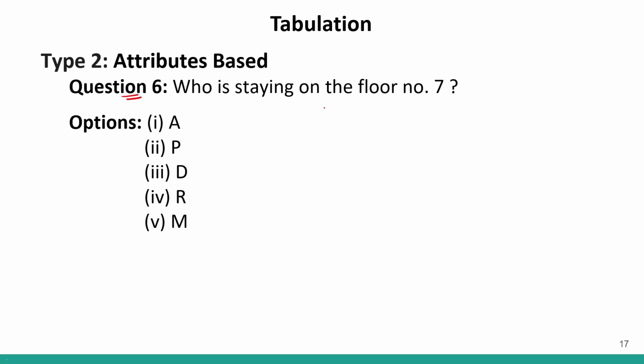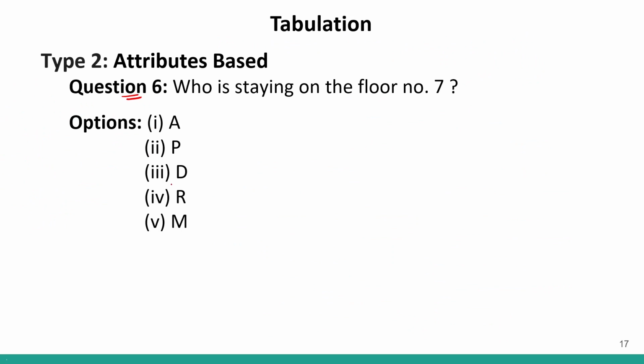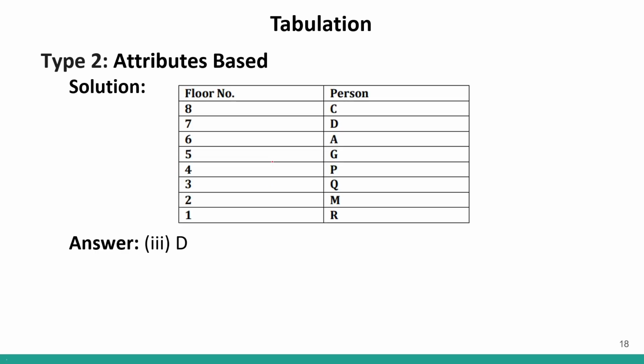Question 6 is, who is staying on floor number 7? So if I look at the arrangement, floor number 7 is D. So D is staying on floor number 7. If I look at the options, over here I have option number 3, D. D is the one living on the 7th floor. So this will be the correct answer. Okay? This is the arrangement.